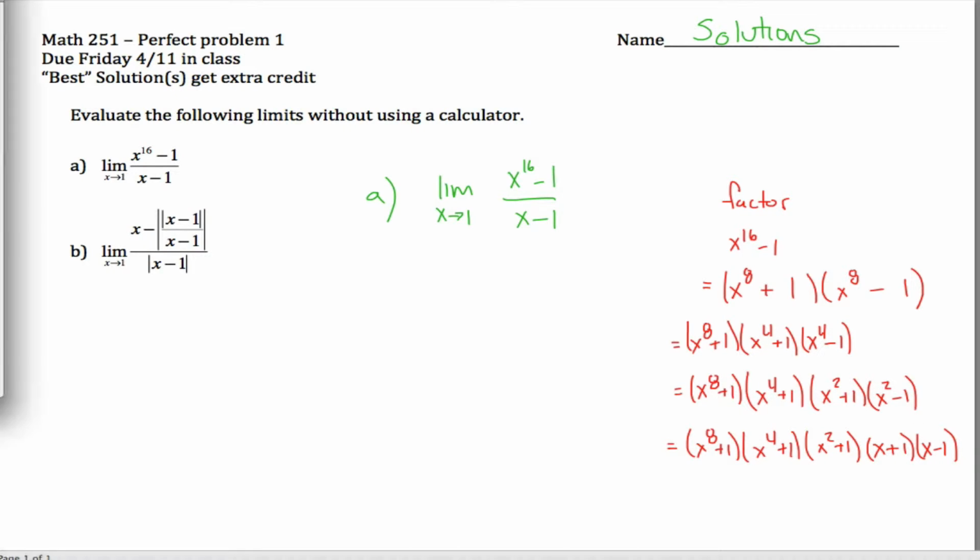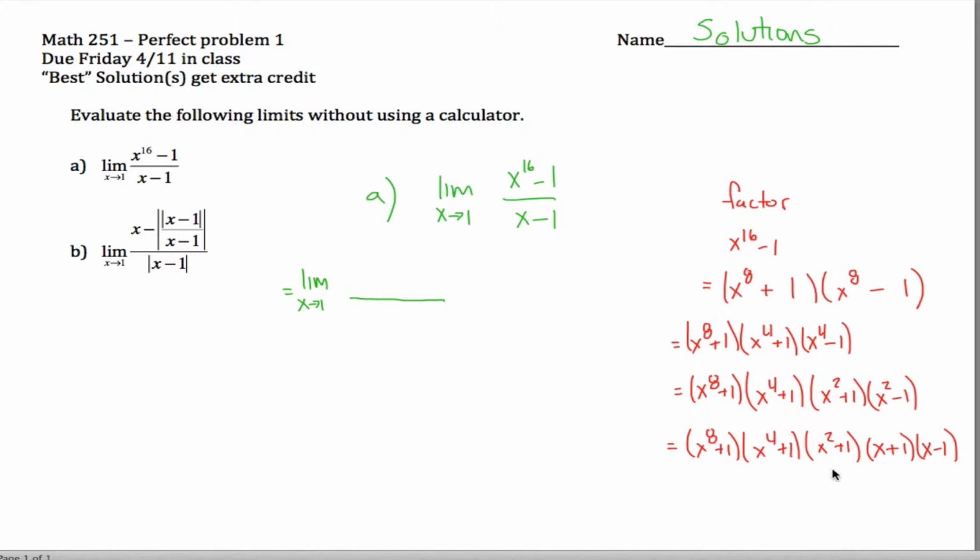It turns out that the limit as x approaches 1 of x to the 16th minus 1 over x minus 1 is the same as the limit as x approaches 1 of this thing. I don't want to rewrite it, but I will. X to the 8th plus 1, x to the 4th plus 1, x squared plus 1, x plus 1, x minus 1. It's that entire mess over x minus 1.